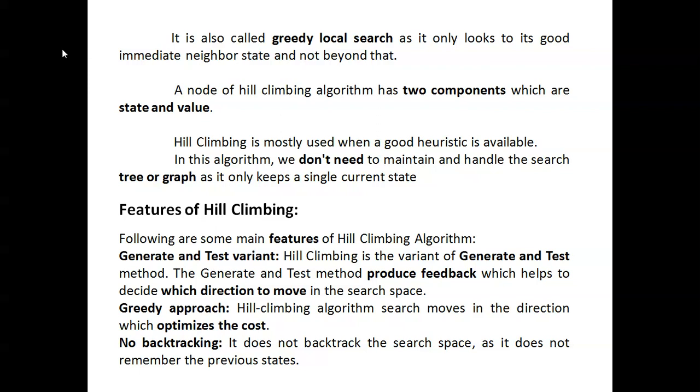Some features of the hill climbing algorithm: we can generate and test variants, using the generate and test method with procedure feedback. Also, we can decide which direction to move in the search space. Greedy approach: the hill climbing algorithm moves in the direction which optimizes the cost. No backtracking: it does not backtrack the search space, and it does not remember the previous state. So those are the features of the hill climbing algorithm.